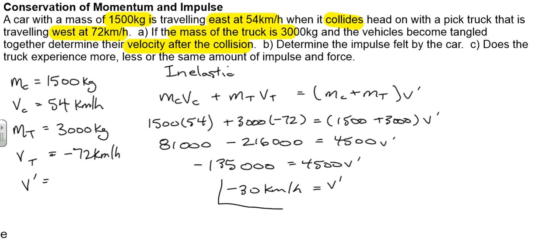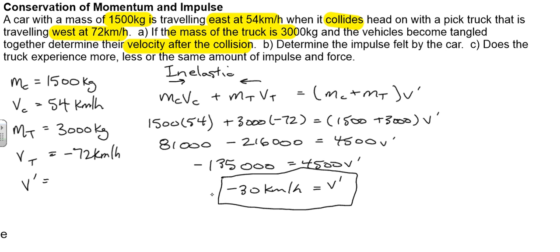So that says the velocity after the collision is negative 30 kilometers per hour. And if I think about it, the car is going east, so object A is going this way. Object B, or the truck, is going west. But the truck has way more momentum, so it makes sense that it'll continue traveling to the west.